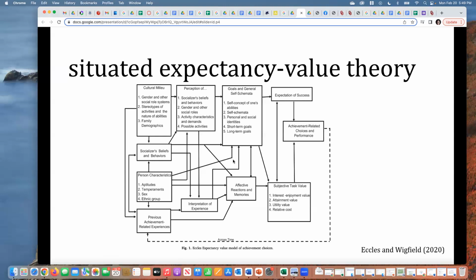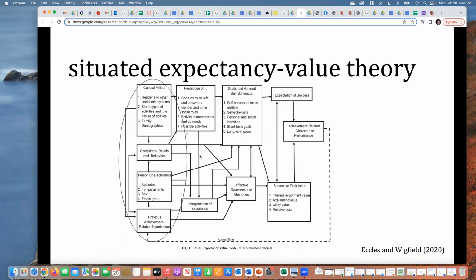So first, let's start with the very left side of this model. What the very left side of this model emphasizes is something that we've already talked quite a bit about in this course, which is that the cultural and other contextual aspects of an individual's environment really, really matter for the motivational beliefs that a student ultimately develops in a given domain.